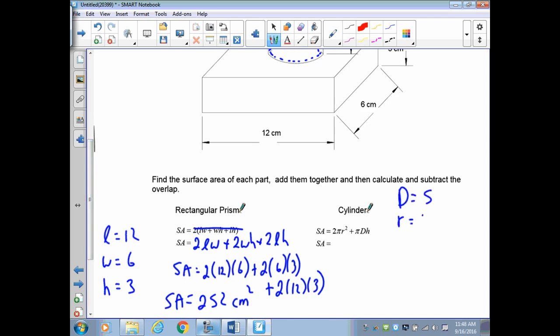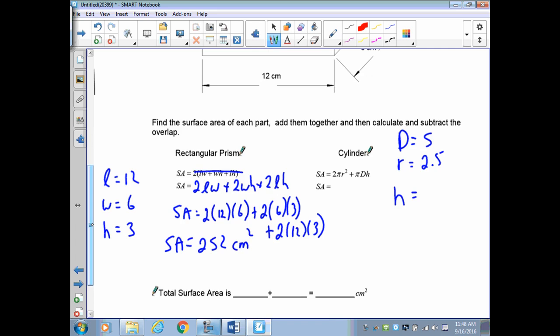That means my radius is 2.5, and my height is going to be 4. So let's put that information into my formula. I think I'm going to drop down to my surface area part down here so I have room. Surface area is 2 times 3.14 times r squared, which is 2.5, square that, plus 3.14 times d, which is 5, times h, which is 4. Kind of running out of room there, so I put some x's in.